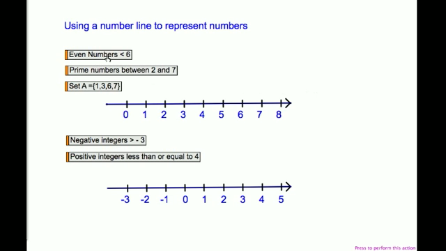For representing number sets such as even numbers which are less than 6, we use dots on the number line to indicate this set. Even numbers, as we know, begin with 0: 0, 2, 4. Since it's less than 6, it does not include 6. Therefore, there are only 3 members.